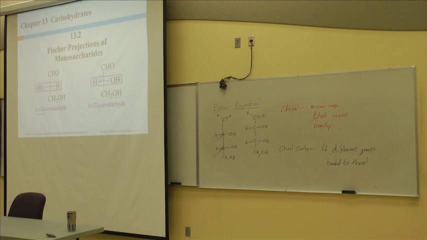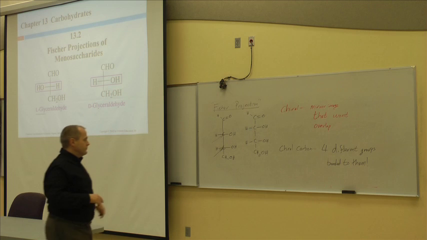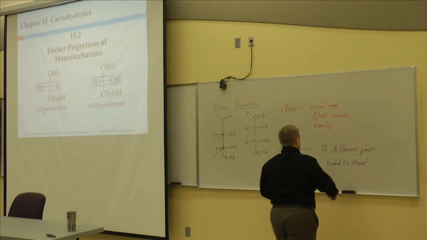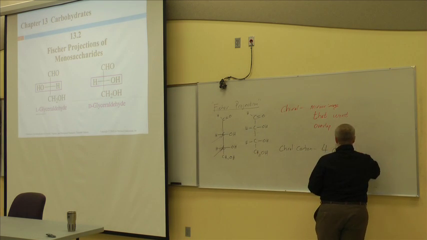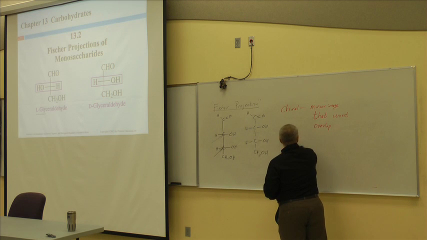The one on the left is known as L, and I'll tell you how I got there in a second. The one on the right is known as D. D and L sugars. You may have seen that on packaging or whatever. Now an L sugar is very simple to identify. Trust me, they're very simple to identify.